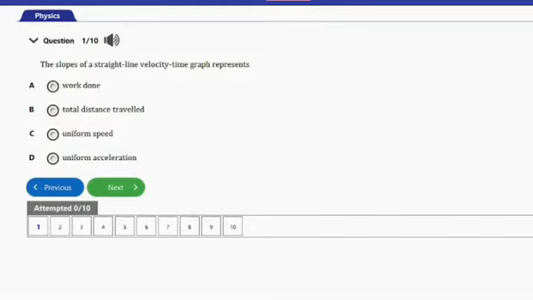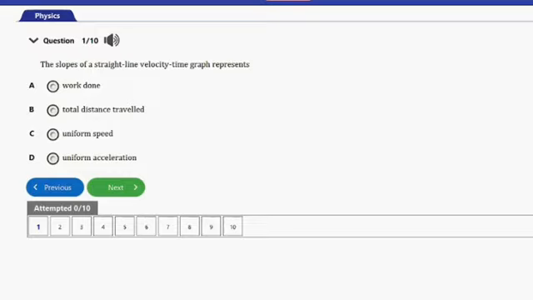In today's video, we have these 10 questions to answer on the topic rectilinear acceleration. So in short, to state at the end of this video, let's go ahead and consider the first question here. It says, the slope of a straight line velocity time graph represents A, work done, B, total distance traveled, C, uniform speed, D, uniform acceleration. So guys, the answer to this question is option D, uniform acceleration.